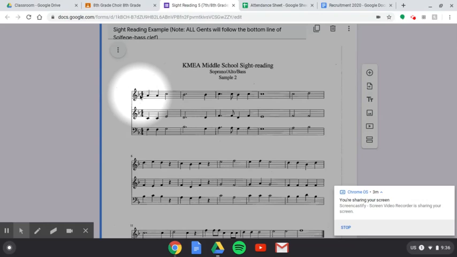So our two rules are as follows. The last flat equals fa, or the last sharp equals ti. Well, we have no sharps here, so that rule doesn't really apply to us right now, but we do have a flat. So the last flat equals fa.